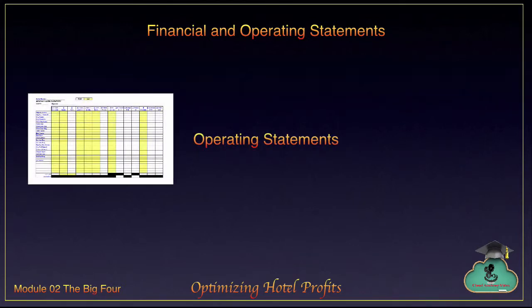Operating statements are statements which provide more details into some aspect of the hotel operation. You could loosely again say that an operating statement is a financial statement which focuses on an aspect of the operation.